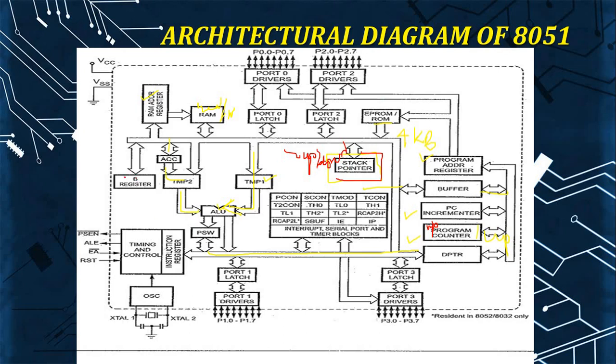And what is this B register? It is one temporary register. Why it is called a temporary register is that it comes in only when multiplication and division operations are performed. Only then will this B register come in, otherwise it will not do any task.